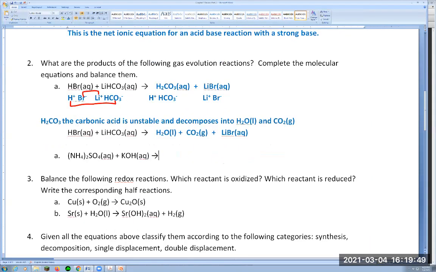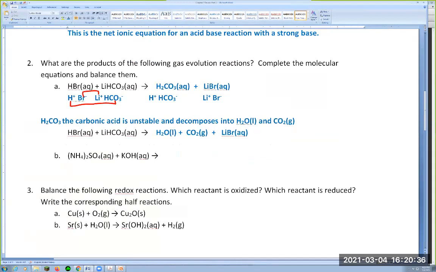So let's look at the second example. Okay, let's move on to B here. We have NH4 2 times SO4. So this is the ammonium sulfate because we recognize the ammonium NH4 plus and the sulfate SO4 negative 2 plus KOH. KOH is a base, a strong base, because we recognize the hydroxide ion there.